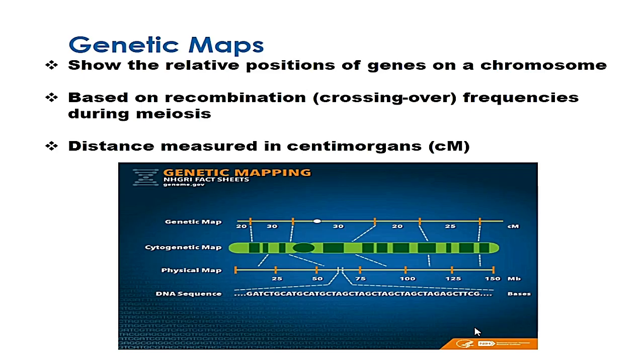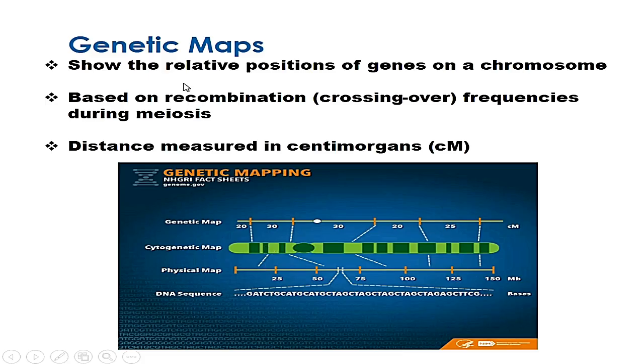Now we'll see all the three types in detail. First one is called the genetic map. Here you can see a genetic mapping picture. This is the genetic map with the sequences, and this is the cytogenetic map of the particular chromosome, and this is the physical map, with sequence and numbers. If you take one part of that physical map and enlarge it, you can see the base pairs in the DNA sequence. So this is a typical example of the genetic map.